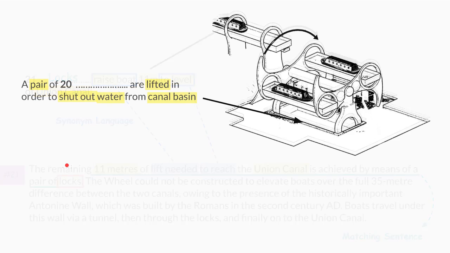So now I know that the answer to question number 20, my next question, is going to come before that line where I found the answer to number 21. So this question says, a pair of dash are lifted in order to shut out water from canal basin. A pair of, again, we have some sort of a noun. A pair of something are lifted in order to shut out water.